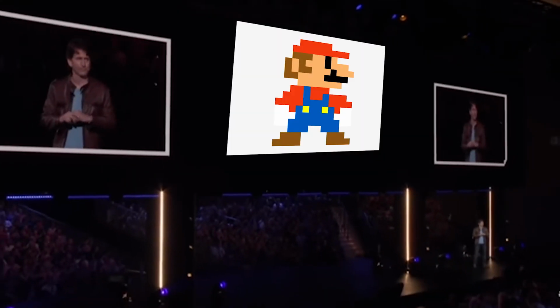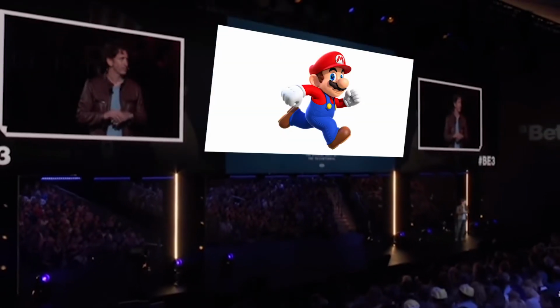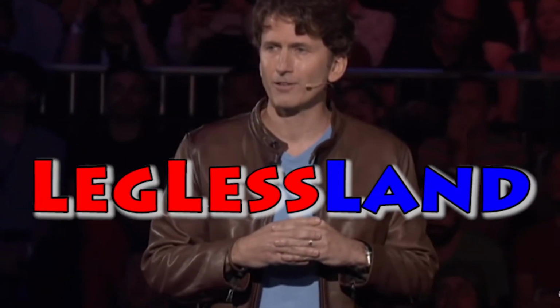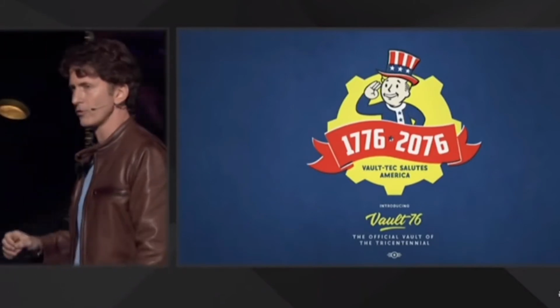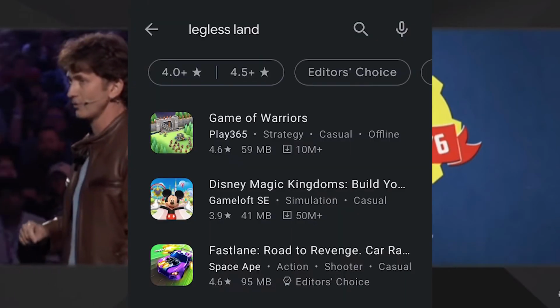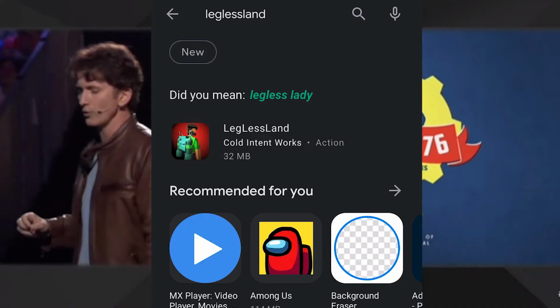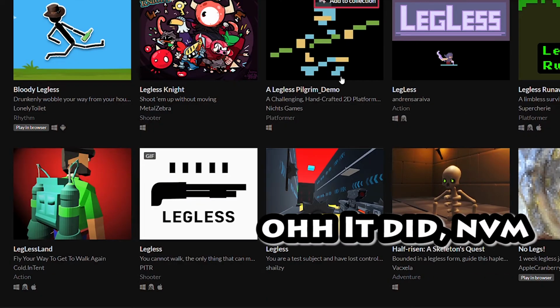In 2020, I made my biggest project yet. It was a 3D platformer, for the most part, which I named Leglessland, on Play Store and on itch.io. Again, links for both downloads are in the description below. Also, don't make any mistakes in the spelling in the search bar, because then it won't show.